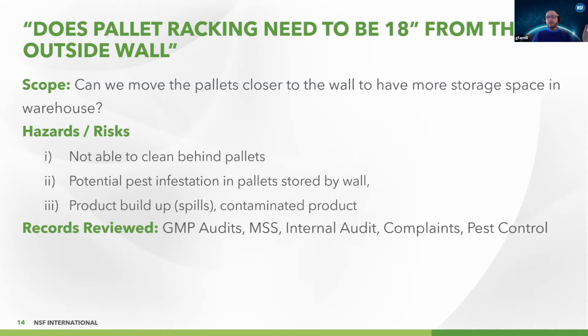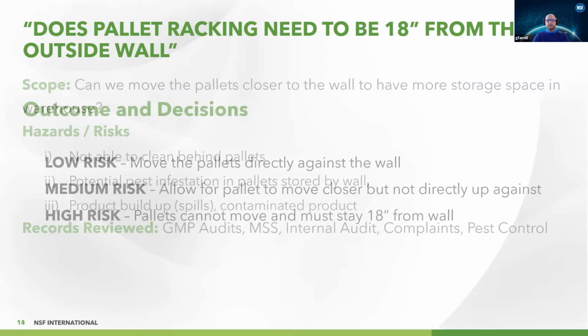Some of the records can be interviews on the floor with the warehouse people. Complaints, have we got any complaints for broken product, et cetera. That's where you want to look as well. And then pest control. Have we had any catches in our tin cats in the warehouse? Have we had increased infestation or anything like that? So we're looking at all of this paperwork to help us with our hazards and our risks and identify where we're going to put this from a risk perspective.